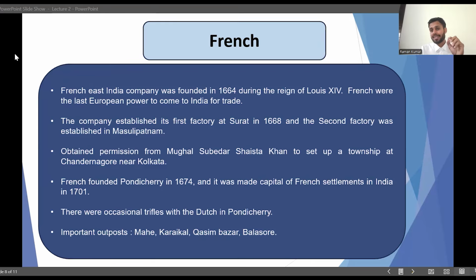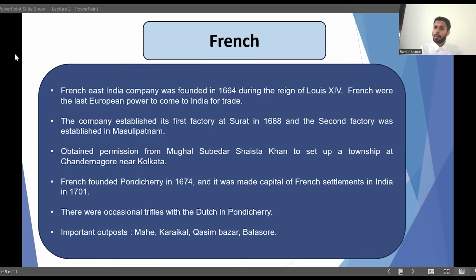You should be aware of exactly where it is located, which lake or natural feature is near to it, which ports are in its north, which ports are in its south, which state Masulipattnam falls in, and so on. So be very careful.